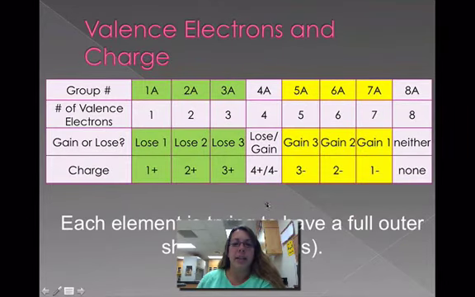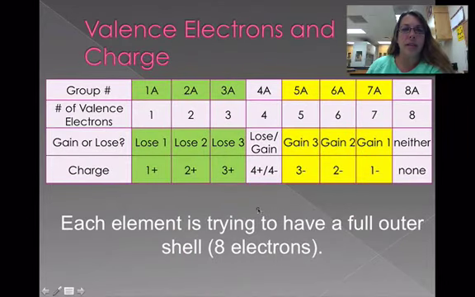All right, you want to copy this table down because what it does is it explains how things gain or lose their electrons and what charge it will form. In your group 1A, that's the group that starts with hydrogen. Hydrogen has 1 valence electron. 2A would have 2, 3A would be 3. Valence electrons are your outermost electrons. They're the ones that do the bonding.